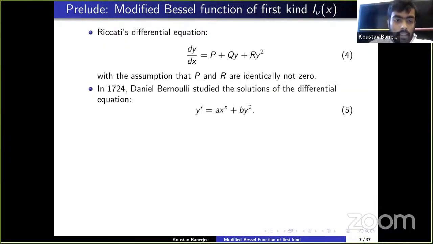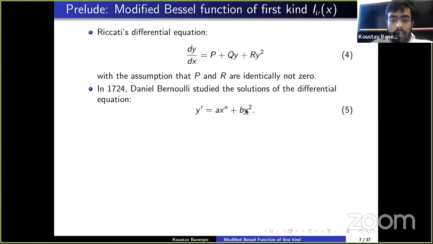Later, in 1724, Daniel Bernoulli studied again a particular type of this differential equation, because Riccati had suggested that Daniel Bernoulli study differential equations of this form. Bernoulli considered y prime equal to a x to the n plus b y squared. So if I take n equal to 2 and a equal to 1, with respect to John Bernoulli's case, then p(x) is a x to the power n, q is 0, and r(x) is b.